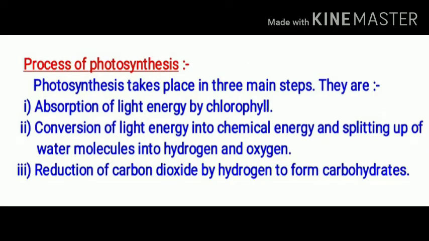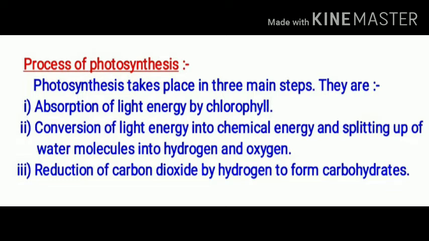Photosynthesis takes place in three main steps. Step 1, absorption of light energy by chlorophyll. Step 2 has again two parts. Part 1 is conversion of light energy into chemical energy, and the second part is utilization of this energy to split water molecule into hydrogen and oxygen gas. Step 3, reduction of carbon dioxide by hydrogen to form carbohydrate.